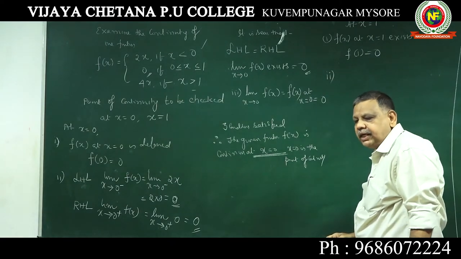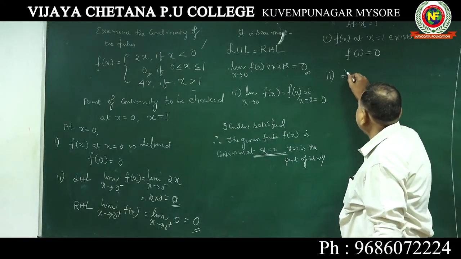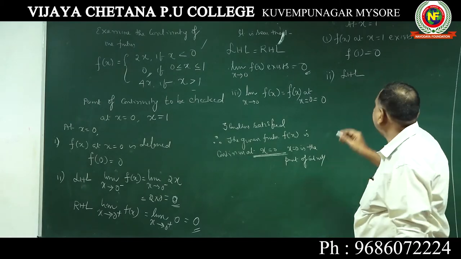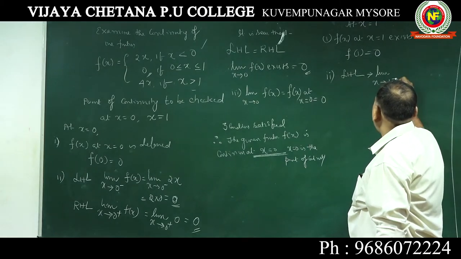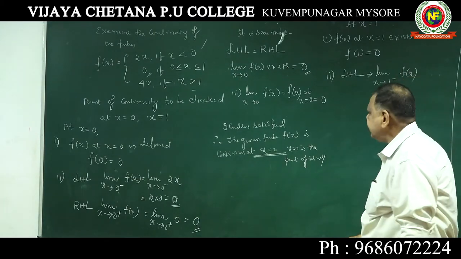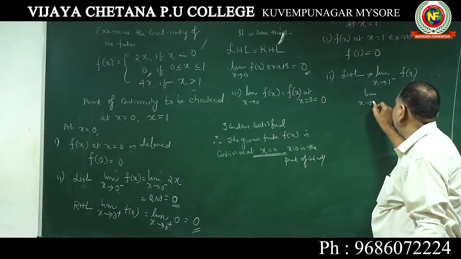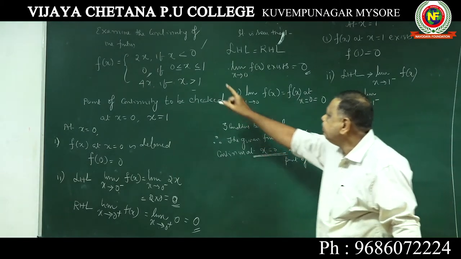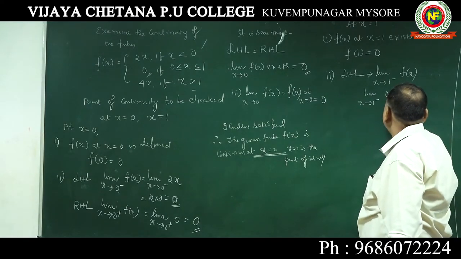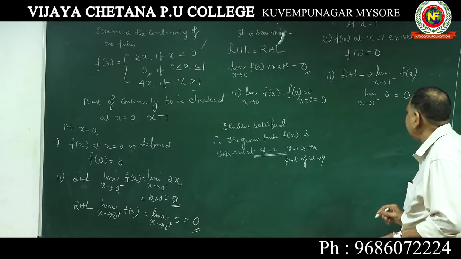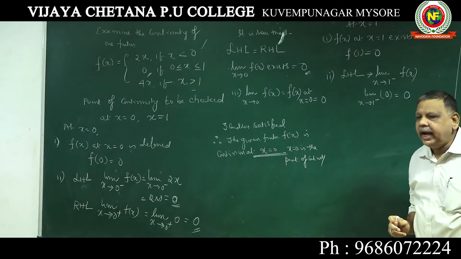The second condition is a very important condition. The second condition is your left hand limit: the limit as x tends to 1 minus of f of x, that is, for x less than 1. For x less than 1 the function is 0, so the answer itself is 0. This is your left hand limit. Since f of x is 0, a constant, the limit is 0.